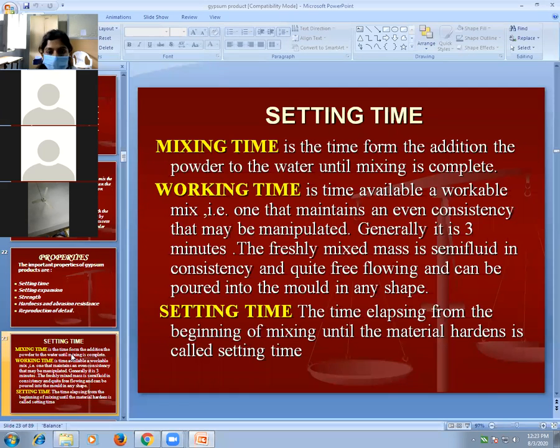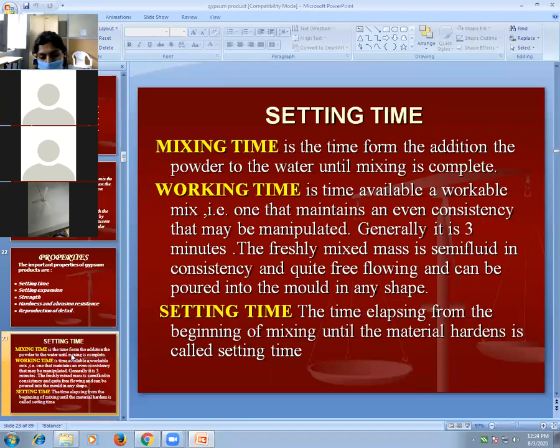This is mixing time. And the working time is the time available for a workable mix, that is, one that maintains an even consistency and may be manipulated, and generally it is 3 minutes. The freshly mixed mass is semi-fluid in consistency and quite free flowing and can be poured into a mold of any shape. And the setting time is the time elapsing from the beginning of the mixing until the material hardens.